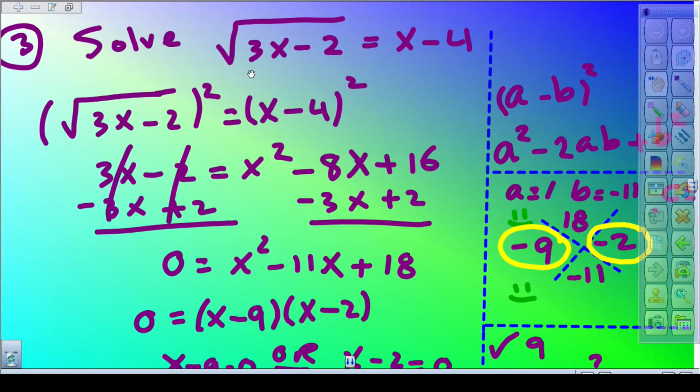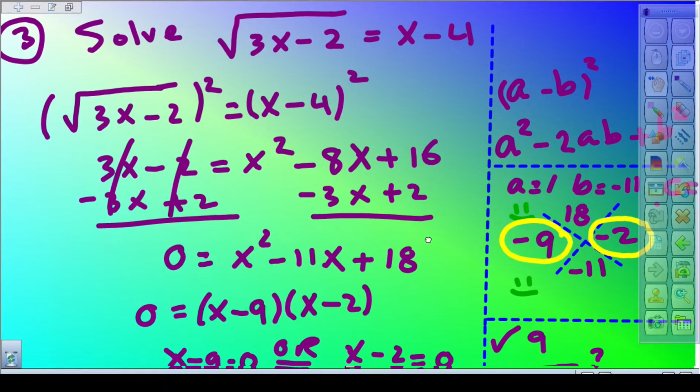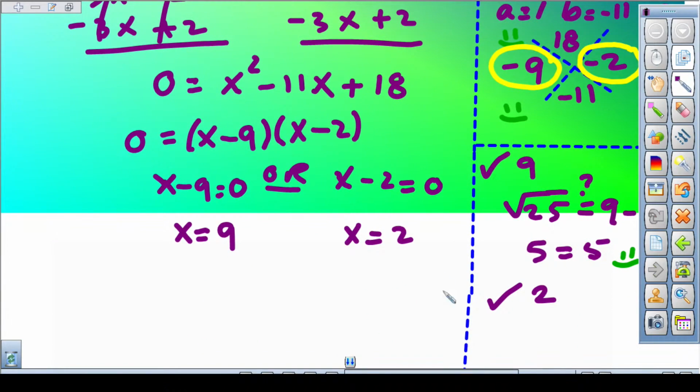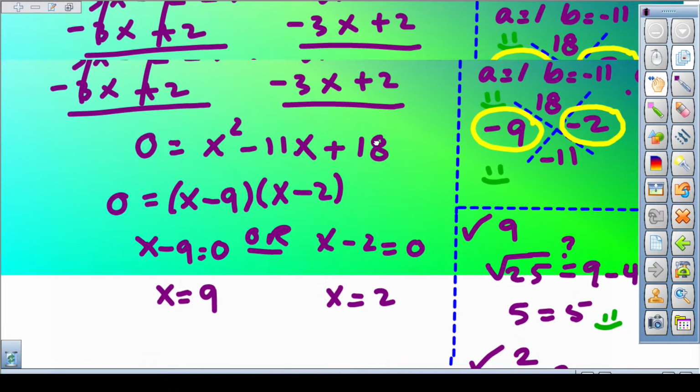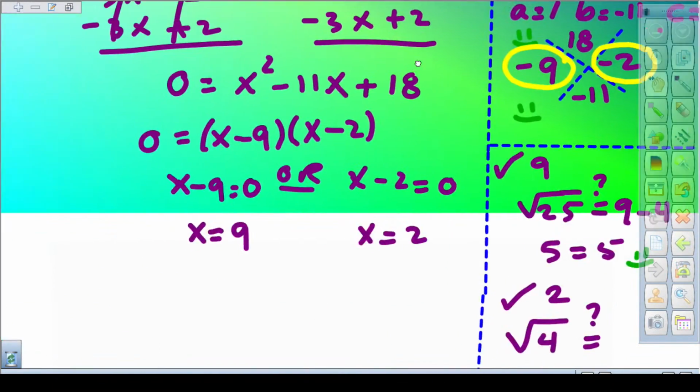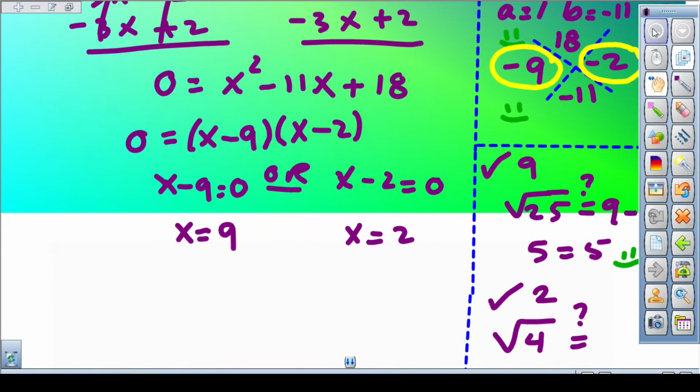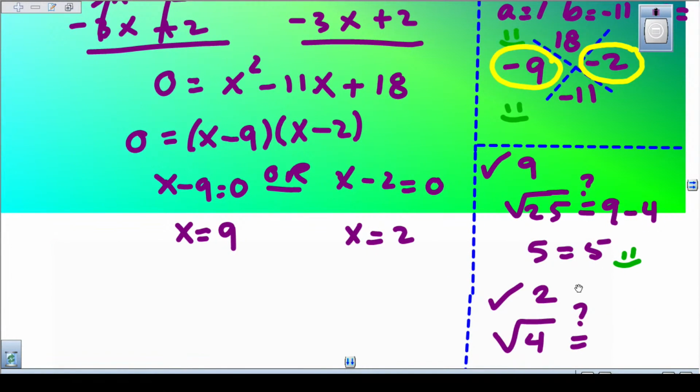3 times 2 is 6. I'm sorry, my apology. 3 times 2 is 6, minus 2 will give me 4. So on this left side, I'm going to have the square root of 4 with the equal sign. And I'm going to go up here and say, well, that was x minus 4. So let's check x minus 4, which in my case is 2 minus 4.